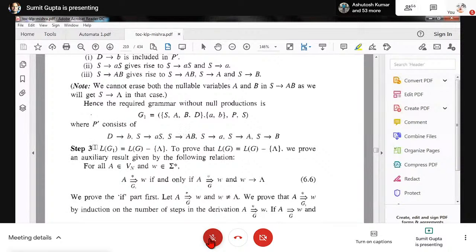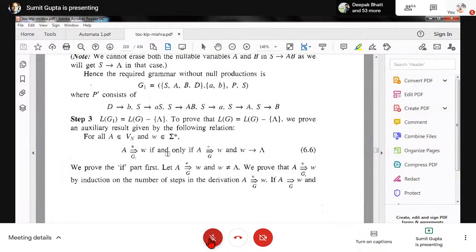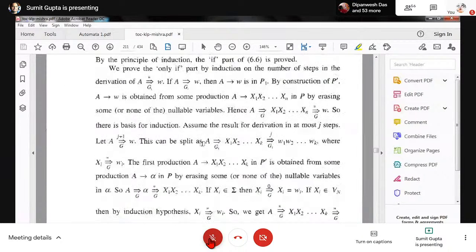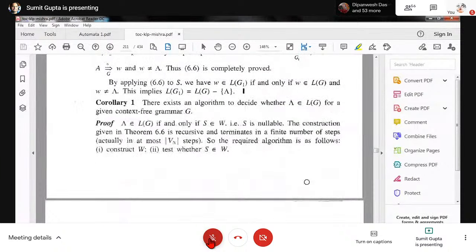So basically your new grammar that is being formed, the language of G1, that would be all that one minus null. So original minus null. So that is where we will be removing the null productions from our grammar. This is one part. Today we will start the new topic, PDA.